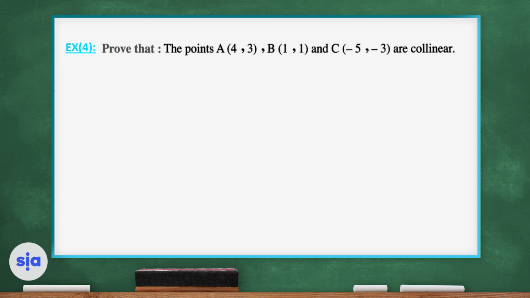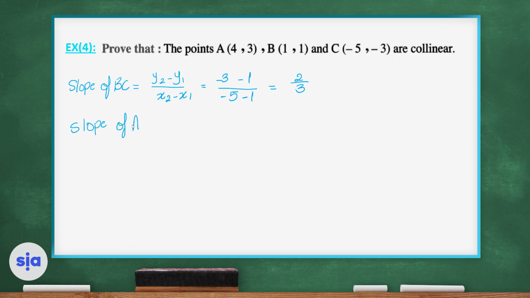So, to find the slope of BC, the slope says y2 minus y1 over x2 minus x1. So the slope of BC is (-3 minus 1) over (-5 minus 1). The answer is 2 over 3. Let's now get the slope of AB. The slope of AB equals y2 minus y1 over x2 minus x1, which is also 2 over 3.